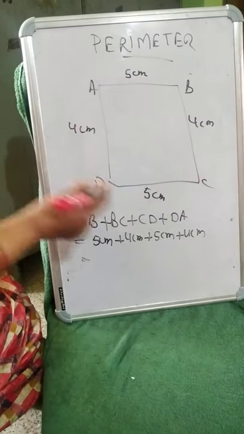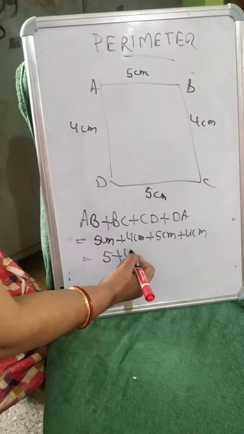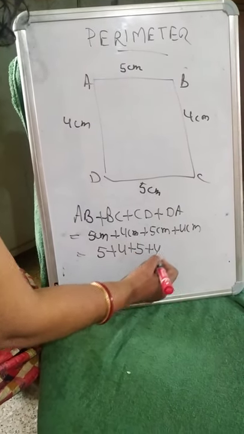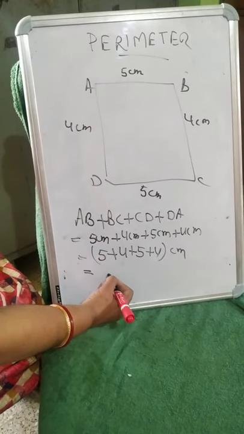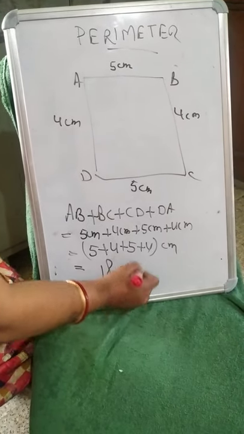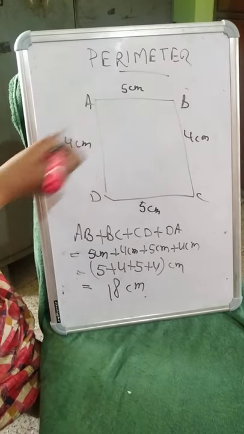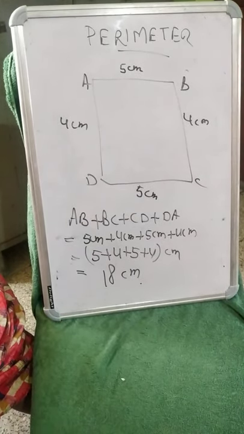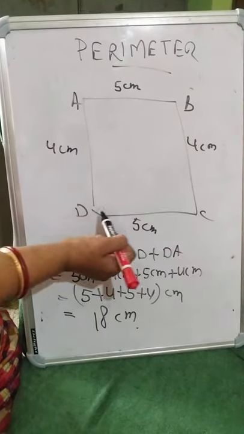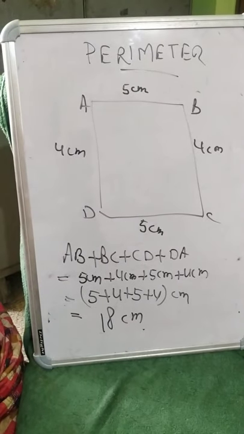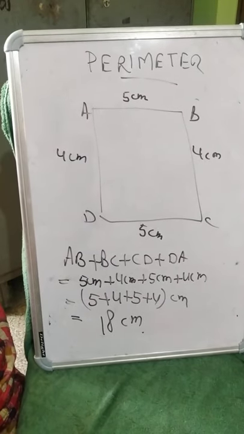So now let us add it. How many centimeters are there? So it is 5 plus 4 plus 5 plus 4. We add all the numbers and then we write the unit. So it is 18 centimeters. So here the length of the boundary AB plus BC plus CD plus DA is equal to 18 centimeters. This length of the boundary of this closed figure is called perimeter.